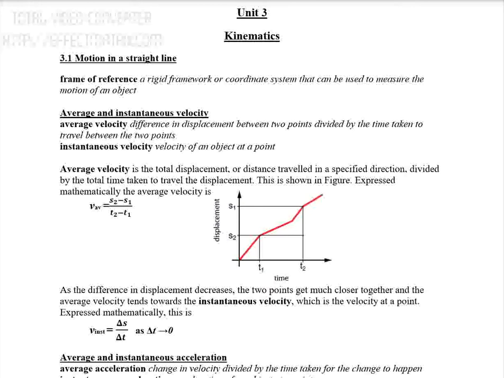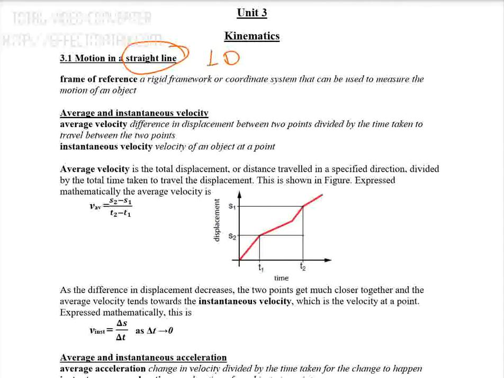Therefore, today we'll see about kinematics. In this section, we'll see about one-dimensional motion and two-dimensional motions. First, let us see one-dimensional motion, that is motion in a straight line. When we say motion in a straight line, it's 1D, that's one-dimensional motion, either in the horizontal or in the vertical direction.